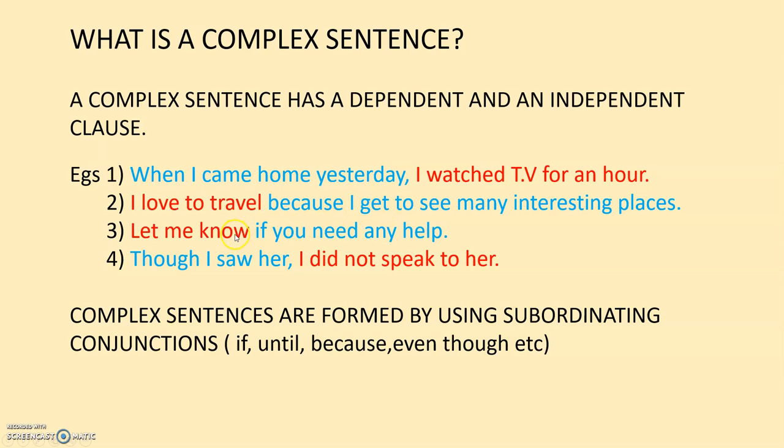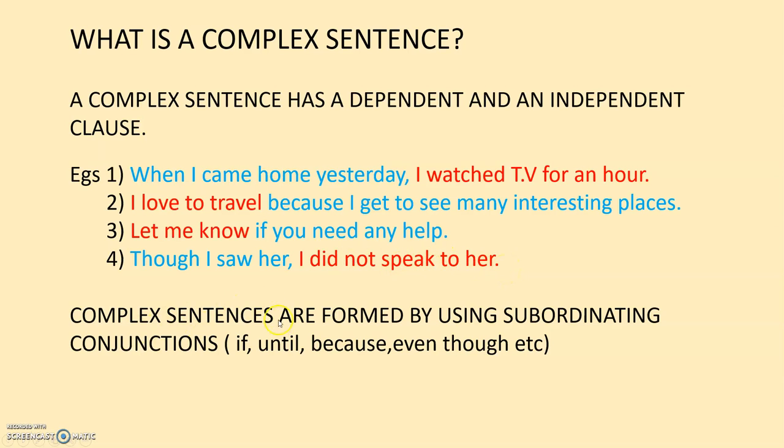Now let's see the third and fourth sentence, which is independent, which is dependent. Let me know if you need any help. Let me know makes sense by itself. It's independent. And if you need any help, it doesn't make sense. So dependent. Though I saw her, I did not speak to her. Now, though I saw her, it doesn't make sense, no? So it is dependent. And I did not speak to her is independent, because it makes sense by itself.